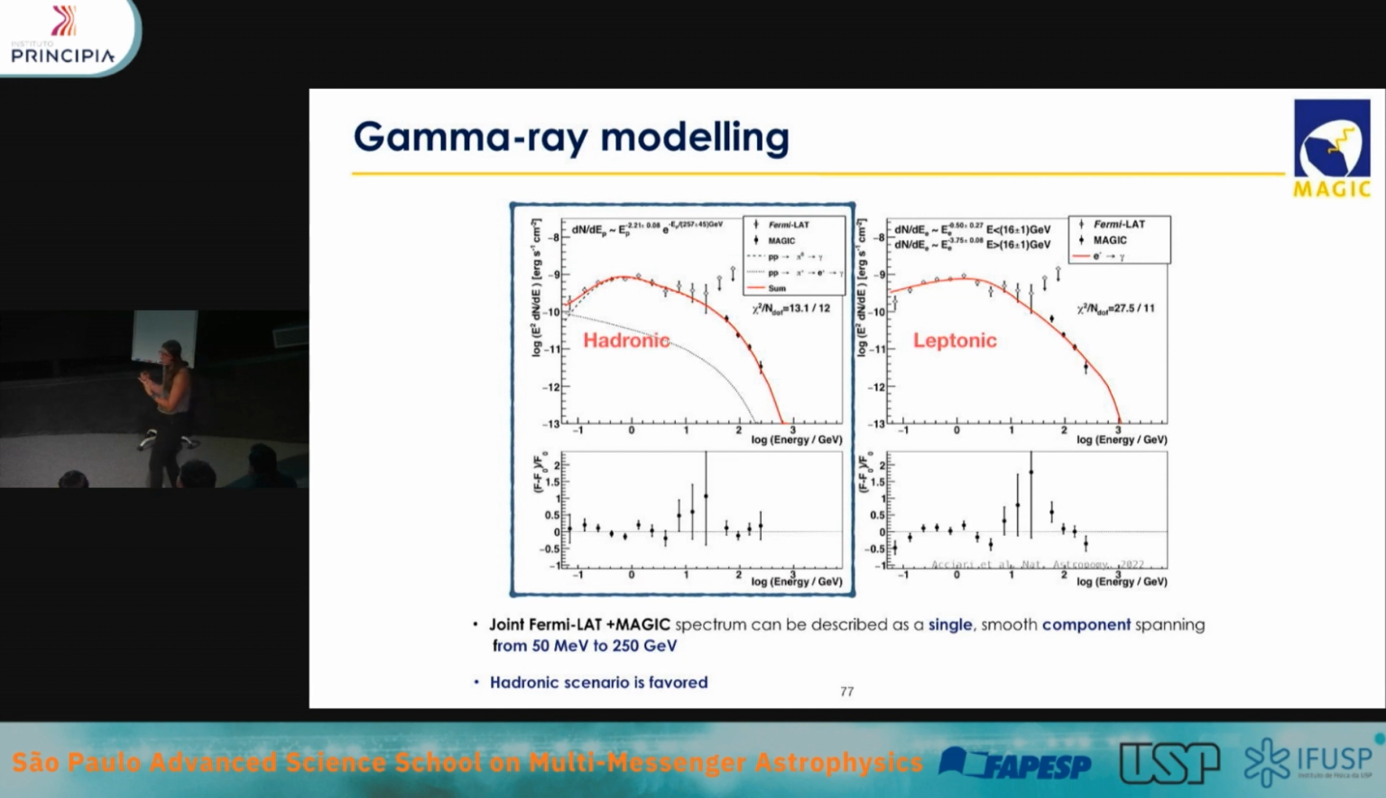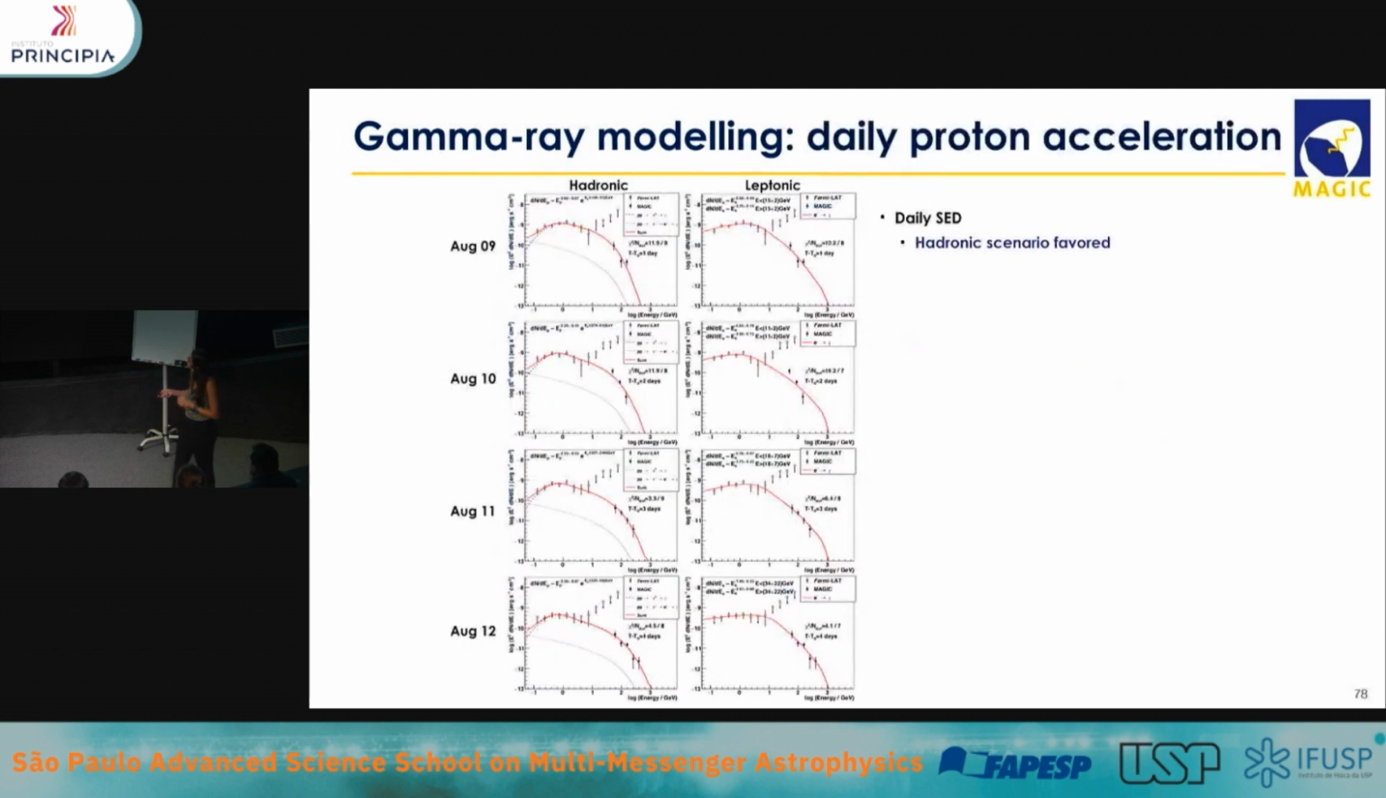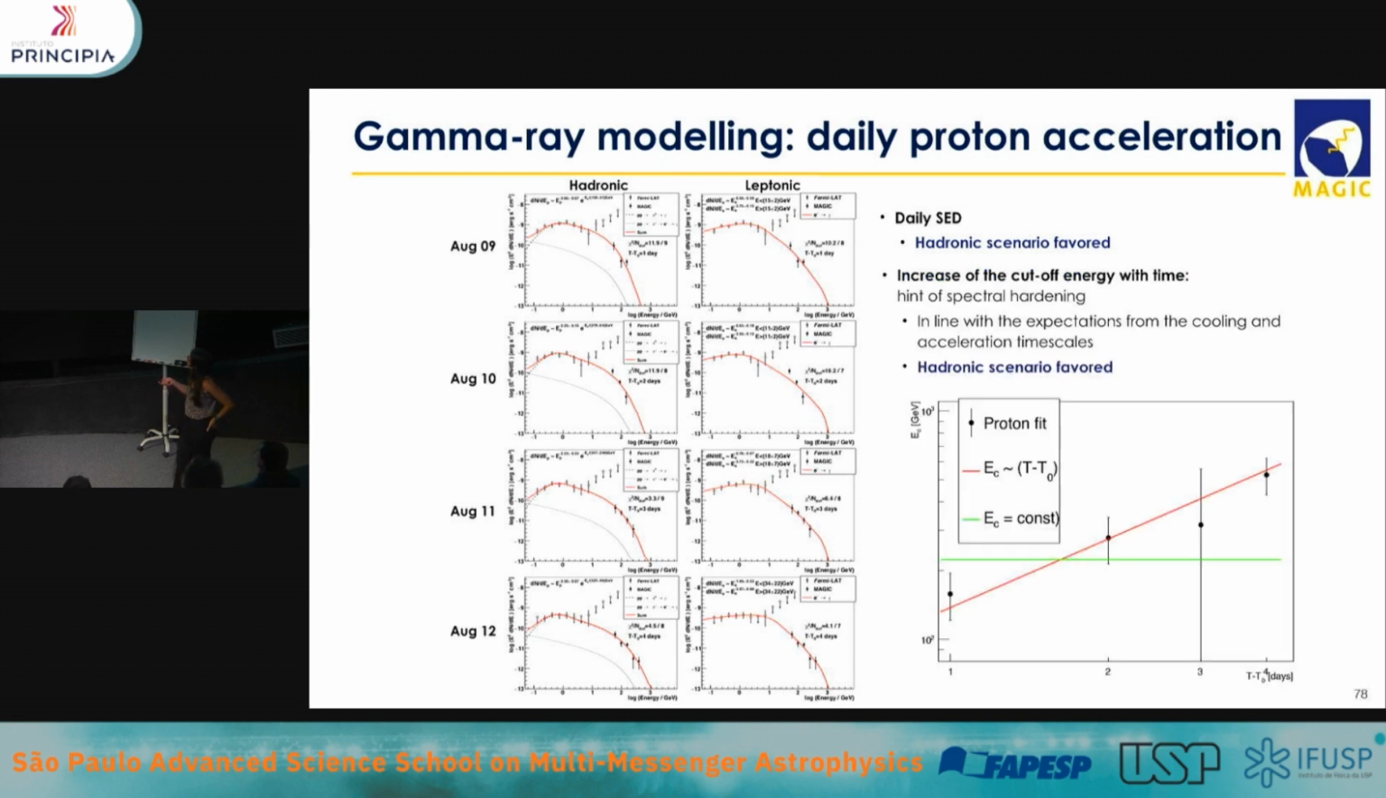And it doesn't only give a better fit, but in the case of the hadronic scenario, as Brian was saying this morning, particles can follow this E to the minus two spectrum. This is what happens here, which is very natural for protons. In the leptonic scenario, we needed to assume some spectral breaks ad hoc, and even assuming these things, which were not so natural, you got a worse fit. Also, we fit the daily emission better with the hadronic scenario.